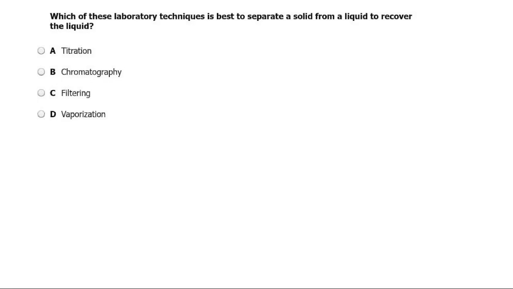The problem says, which of these laboratory techniques is best to separate a solid from a liquid to recover the liquid? You have titration, chromatography, filtering, and vaporization. Titration is a method used to determine the molarity, or the concentration, of an unknown acid or base using a burette. And that's where you have that long, skinny device with the tip at the end, and then you have the stopcock, and you've got all the little markings.